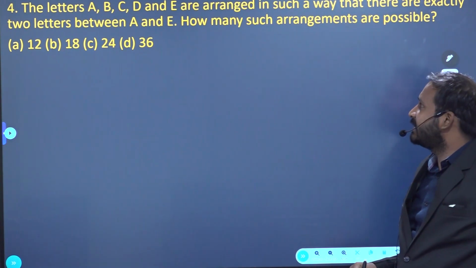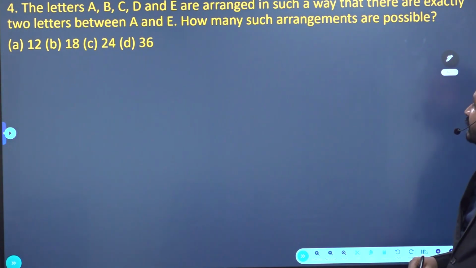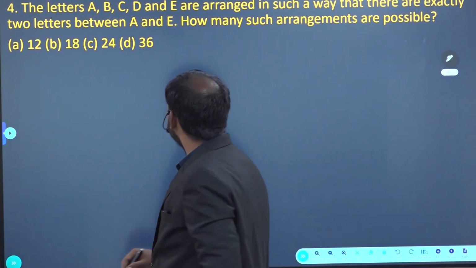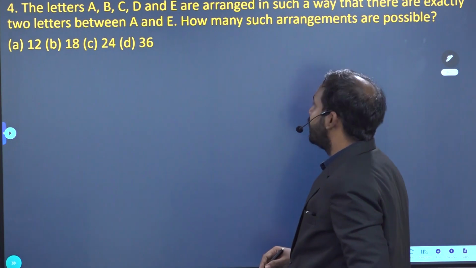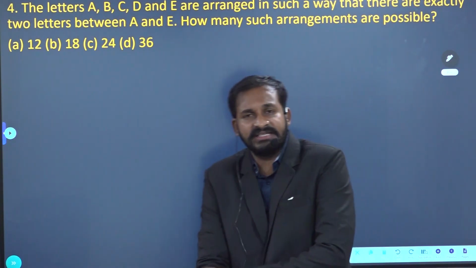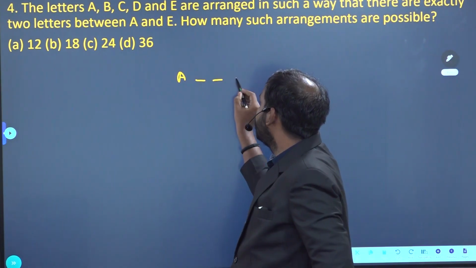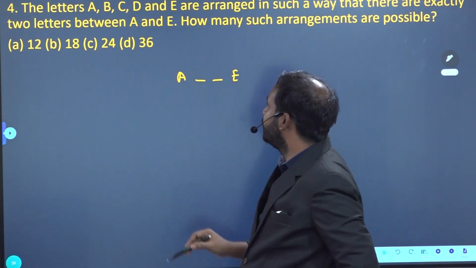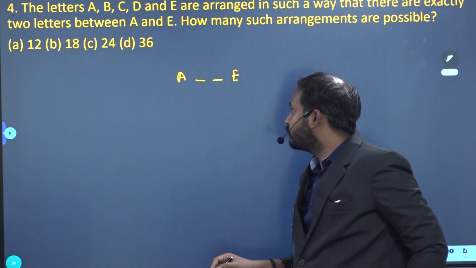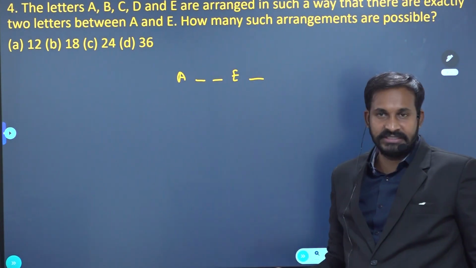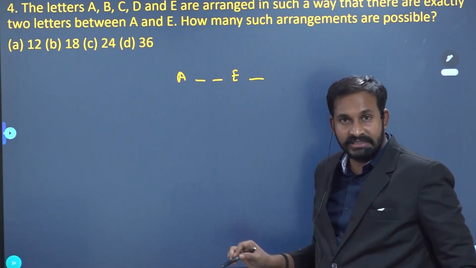The letters A, B, C, D, E are arranged in such a way that there are exactly 2 letters between A and E. How many such arrangements are possible? Total how many letters are there here? 5 letters. So definitely 2 letters should be there between A and E, and this can be shuffled. So AE can be like this.